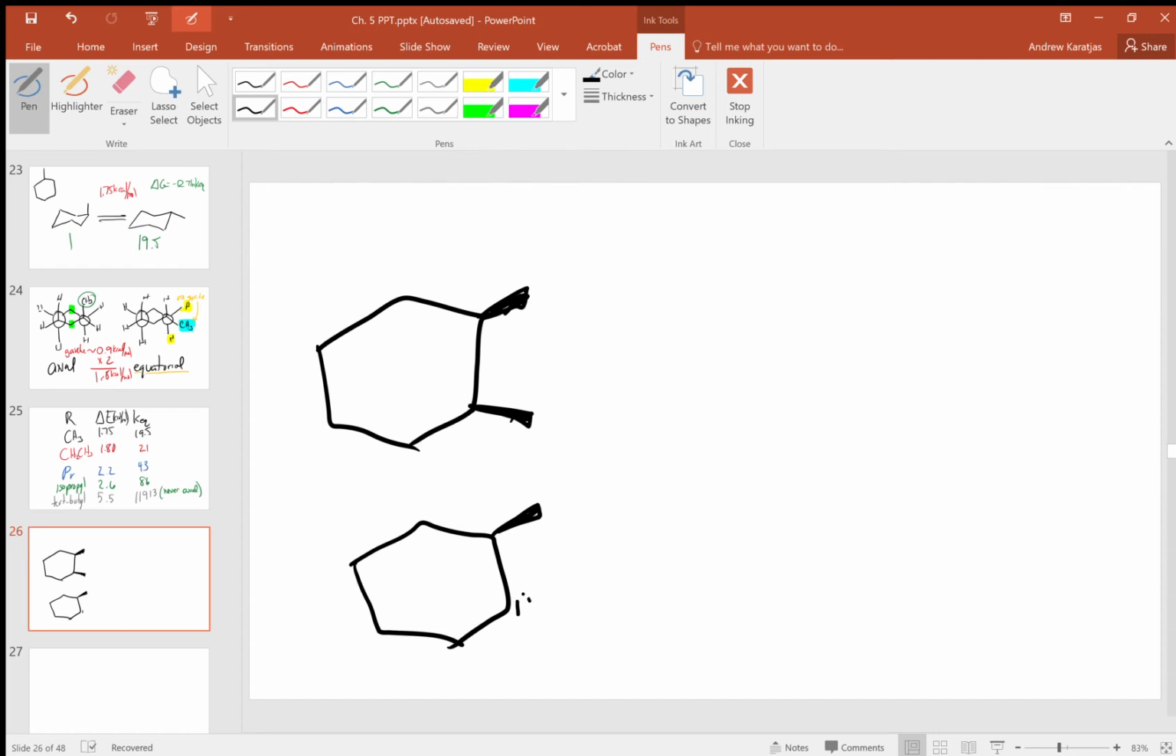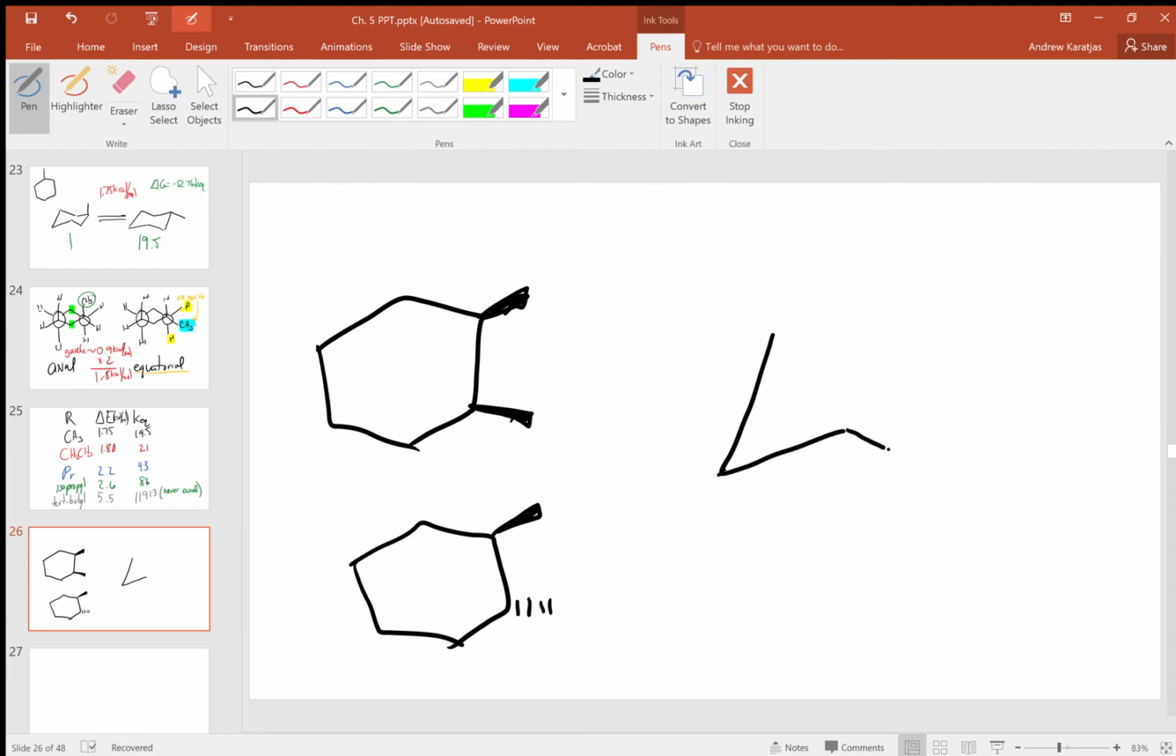The other way you might determine it is if you have a very large group, such as the isopropyl, or even better, the tert-butyl group, then you know that that group has to be equatorial. And once you place one group in an equatorial or an axial position, that sets you up for the rest of the ring. And let me explain how that works.